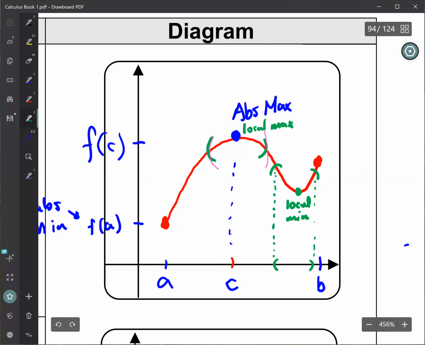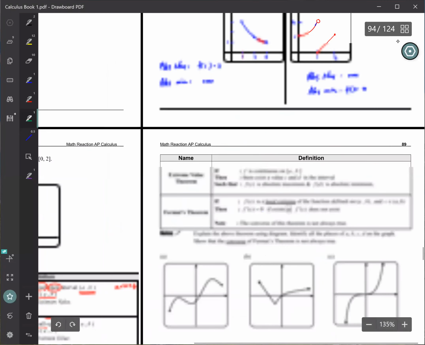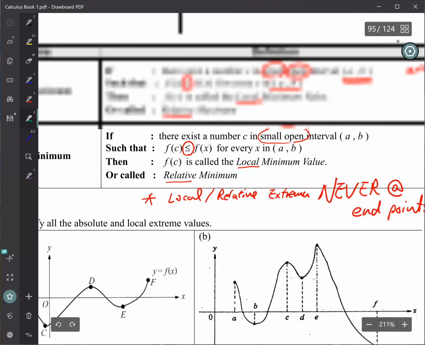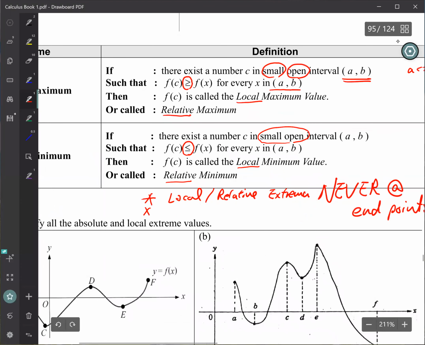Okay, so let me clear the drawing first. Okay, so let's go back to the previous page. And then we can write another important point here. Local, relative extrema could also be absolute extrema too.